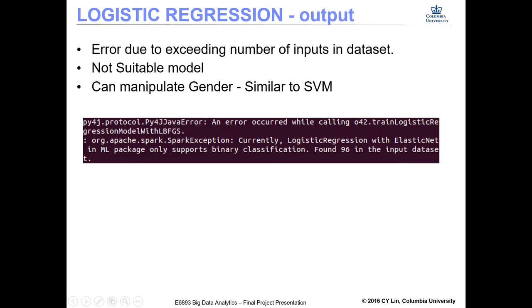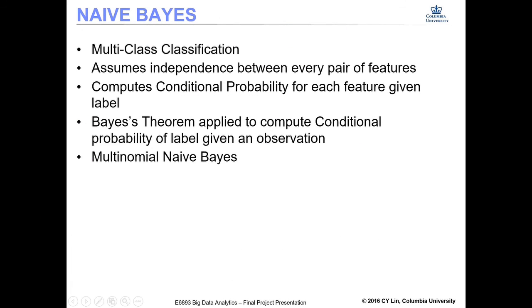We can manipulate this to work for gender as male or anything else, or give it some binary values as we had done in the case of SVM, but the model becomes exactly the same and it's not unique in nature. Now we look at the naive Bayes classification model.